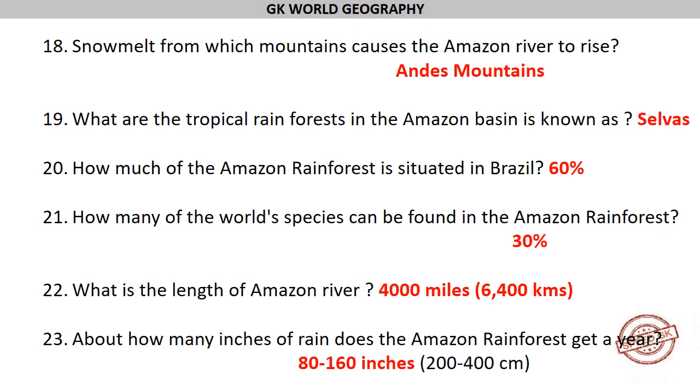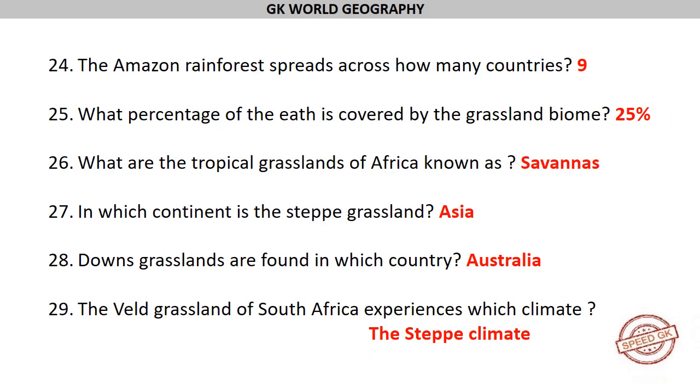How much of the Amazon rainforest is situated in Brazil? 60%. How many of the world's species can be found in the Amazon rainforest? 30%. What is the length of the Amazon River? 4,000 miles, that is 6,400 kilometers. About how many inches of rain does the Amazon rainforest get a year? 80 to 160 inches, that is 200 to 400 centimeters. The Amazon rainforest spreads across how many countries? 9.